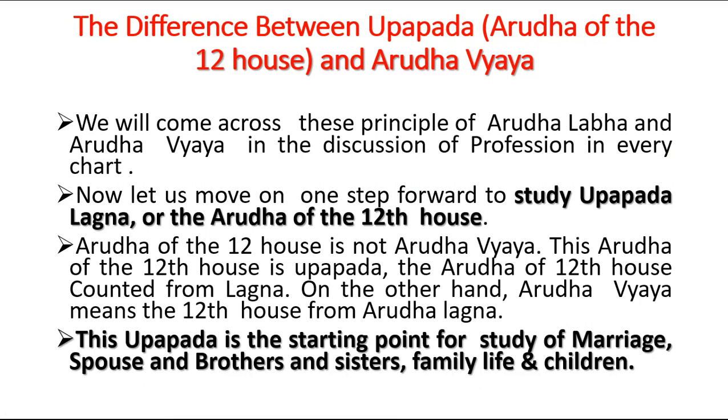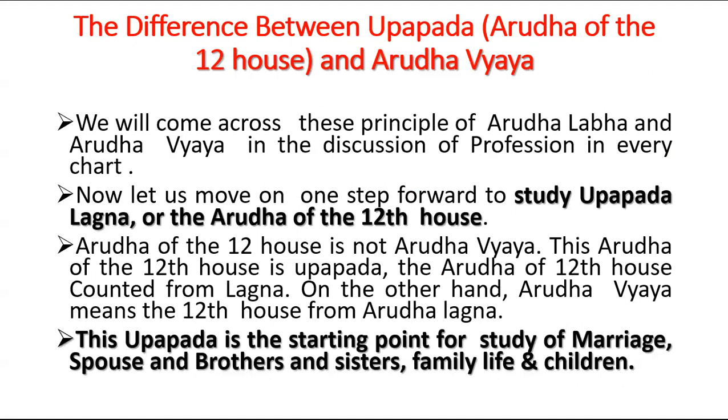Let us now study what is Upapada lagna, which is nothing but the Arudha of the 12th house. We have to understand here that Arudha of the 12th house is not Arudha Vyaya. Arudha of the 12th house is called Upapada, also known as Upapada lagna, abbreviated as UL. On the other hand, Arudha Vyaya is the 12th house from Arudha lagna.